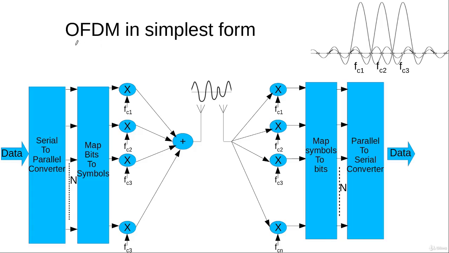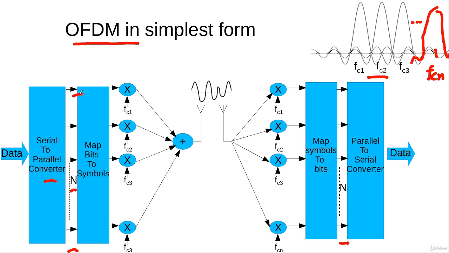Now, this is the concept of OFDM in its simplest form. Suppose this is the OFDM signal that we want to generate, and we have n subcarriers in this signal, and here we have the transmitter side and here we have the receiver side. On the transmitter side, the data is coming in the serial form, and then the serial data is converted to parallel data, and we have n channels of this parallel data.